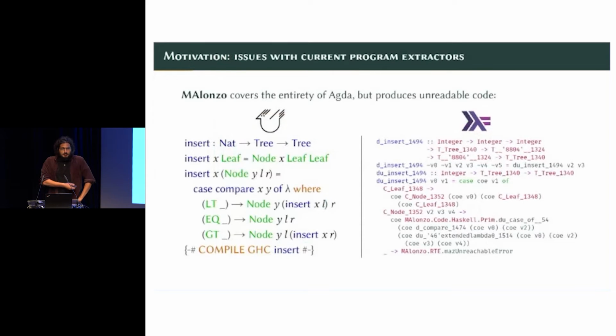So, what's the problem with the current program extractor in Agda, which is called MAlonzo? You write a simple recursive function over trees, and then you get this hideous output. It's okay, it's verified because you have a verified source. Well, not completely, but at least you trust it a bit. But you cannot share it with your colleagues.